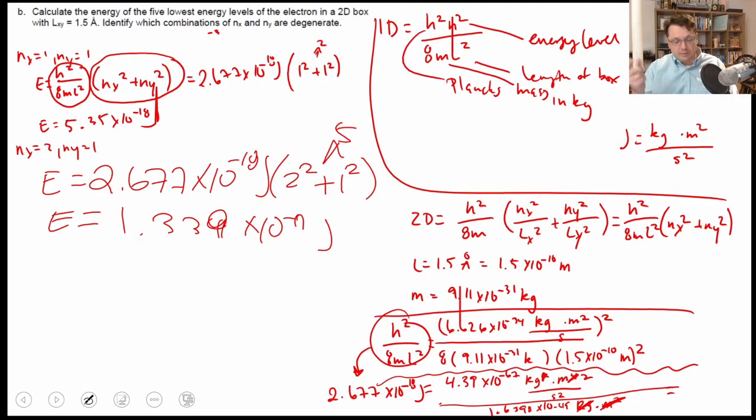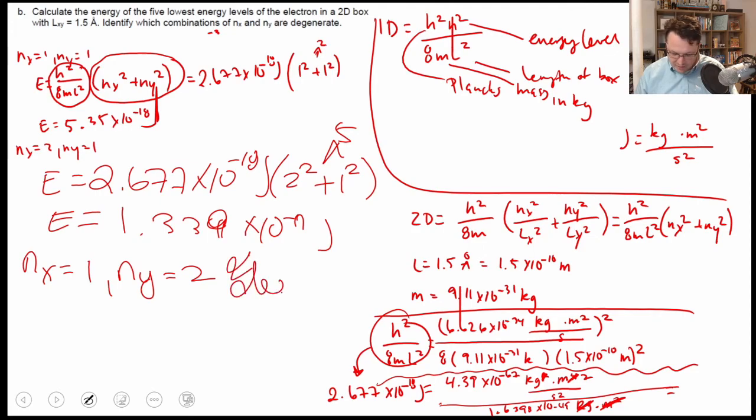Now you can have the other combination. So you can have nx equal to 1 and ny equal to 2 in that case. And so all that changes there is that you have the same equation, but now instead of it being 2 squared plus 1 squared, it's simply 1 squared plus 2 squared, which still gives you 5. And those are going to be the exact same values. And so this is going to be degenerate.